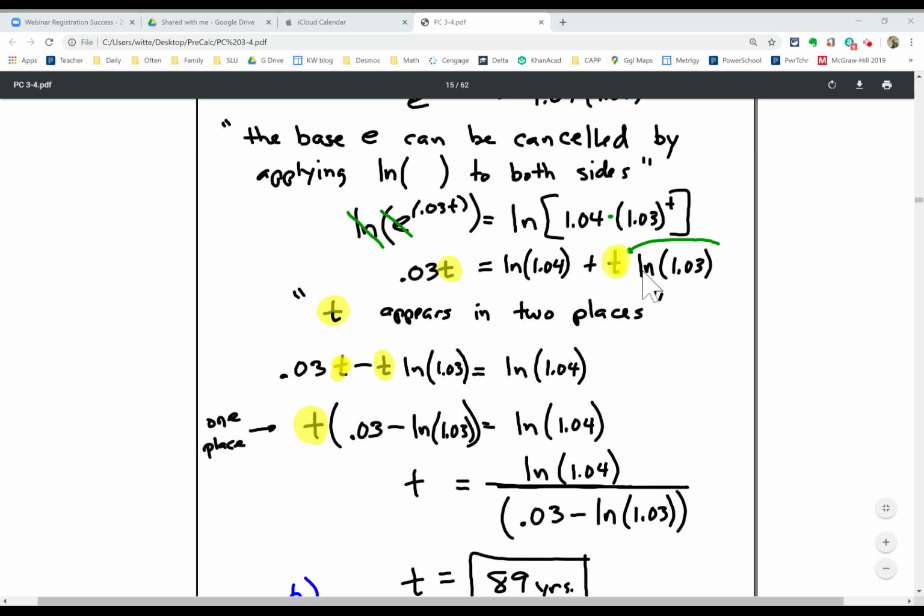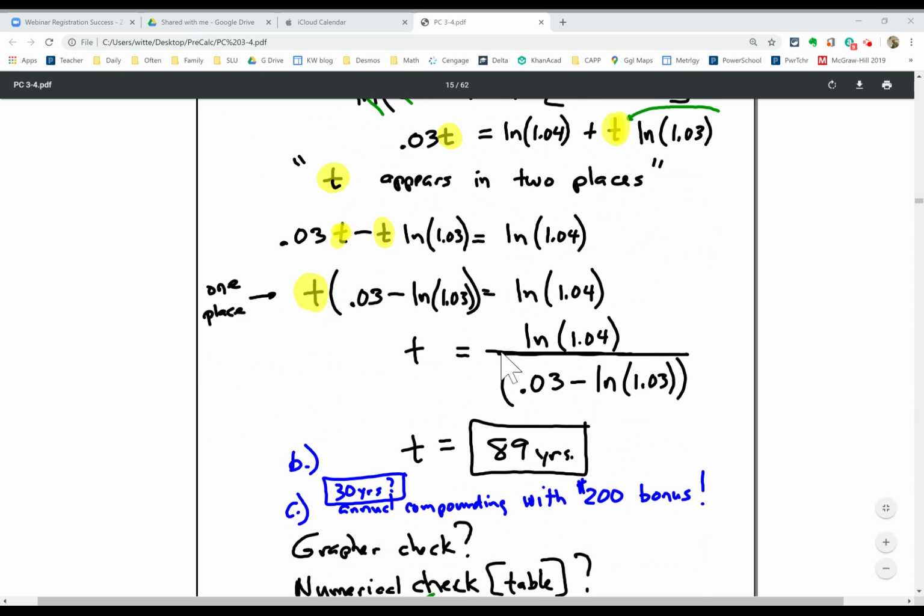So we're going to subtract the right side by this, and we're going to subtract the left side. So we're going to have 0.03t minus t times the natural log of 1.03. We finally have t appearing on one side of the equation. On the right-hand side, we're left with the natural log of 1.04. There's no variable here. It is a constant. Either now or in the near future, your graphing calculator can turn that into a value. But that's not a big concern of ours right now. I might suggest we just keep going.